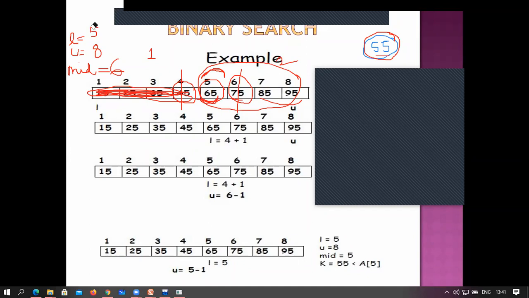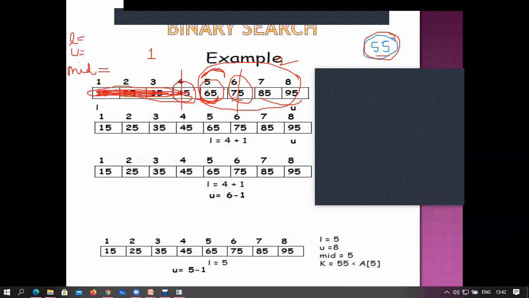Now, Ajit, you only tell me what is the lower bound of this array? The lower bound of the part where you have to search? Ma'am, lower bound and upper bound will both be equal in this.